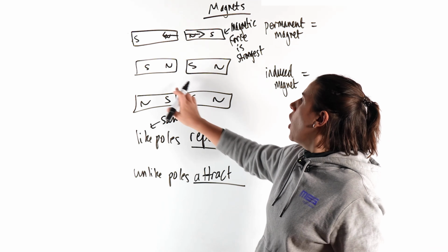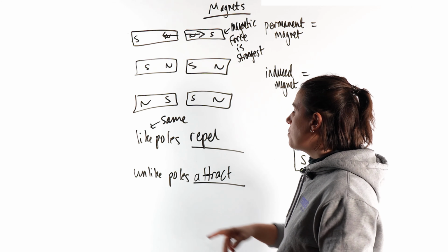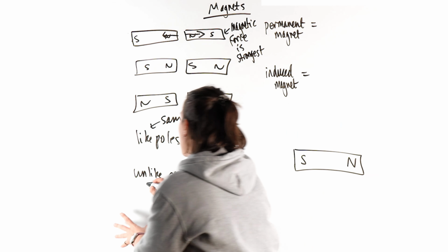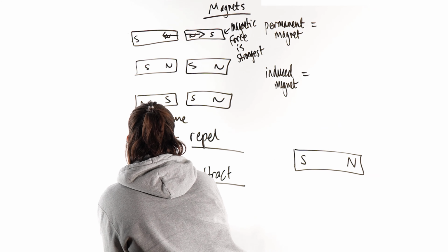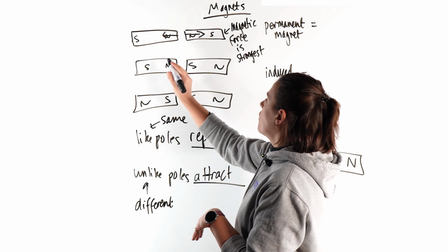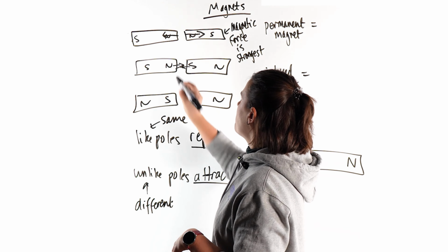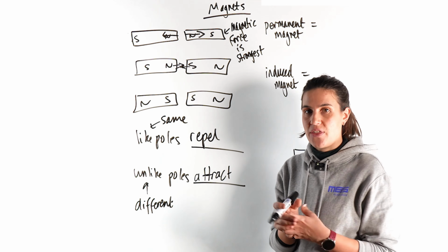Now, the next one that we've got is a north pole and a south pole. These guys would be unlike poles, okay, because they are different. So these guys are going to attract. The north pole will attract the south pole will attract the north pole, and they're going to move together.